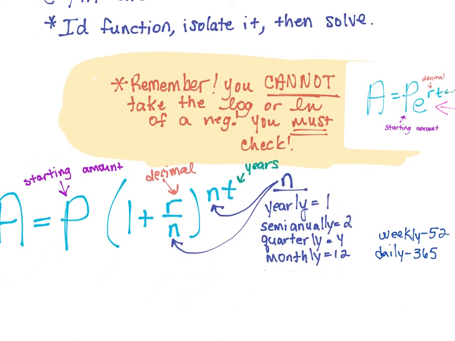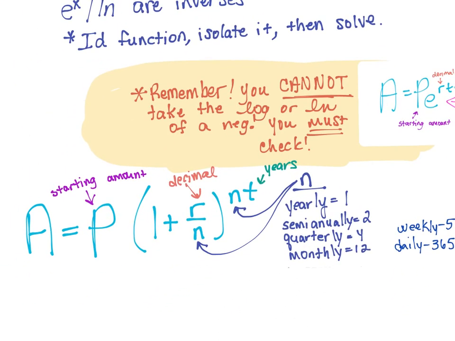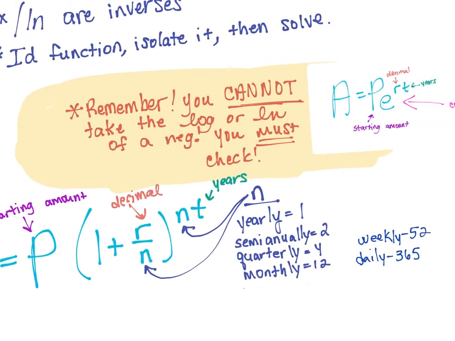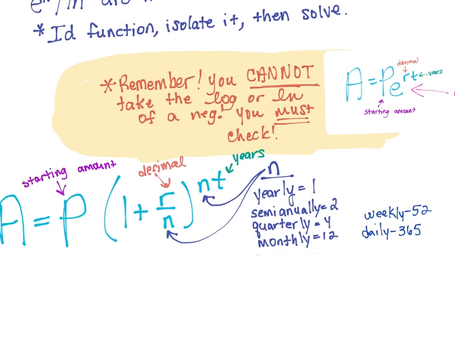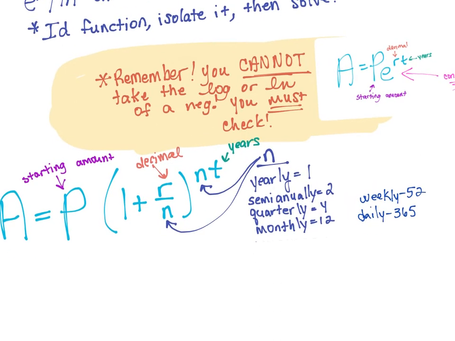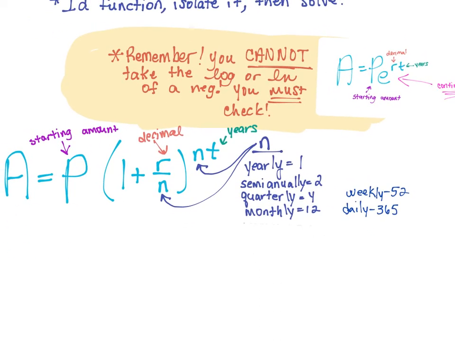You have to know these two formulas. You have to know both of those formulas. And you have to know that a part is continuous. But you have to know that for our compounding, however it's compounded, if it's yearly, your n is 1. Semi-annually, your n is 2. Quarterly, your n is 4. Monthly, your n is 12. If it's weekly, your n is 52. And if it's daily, your n is 365.